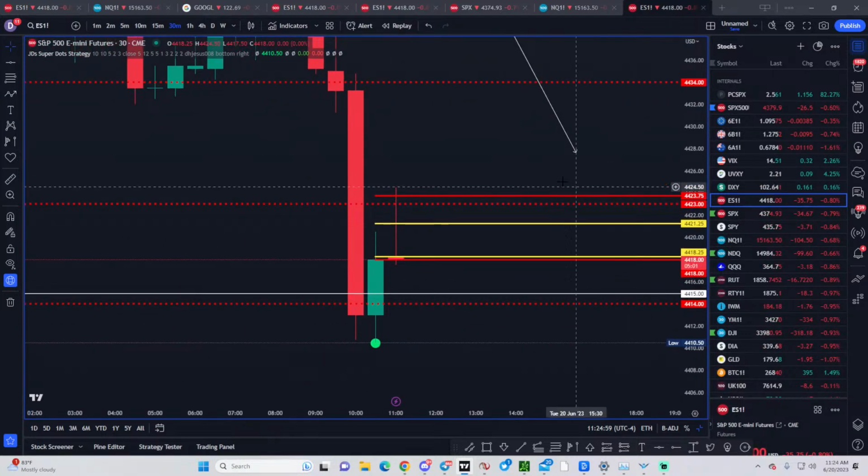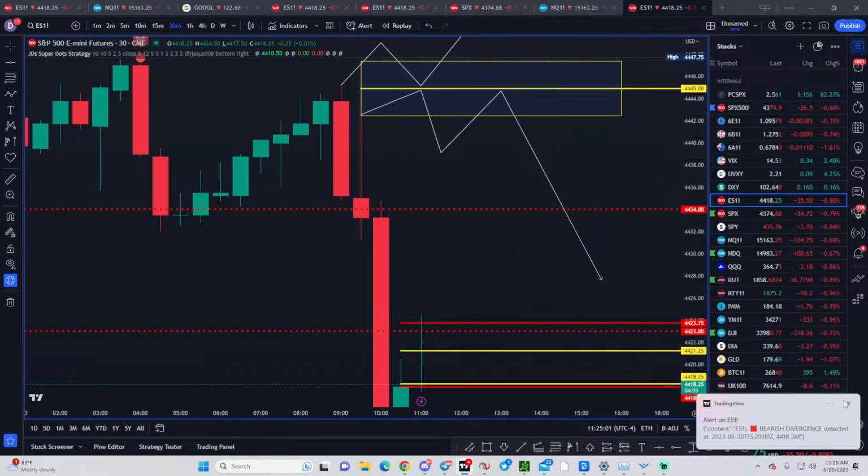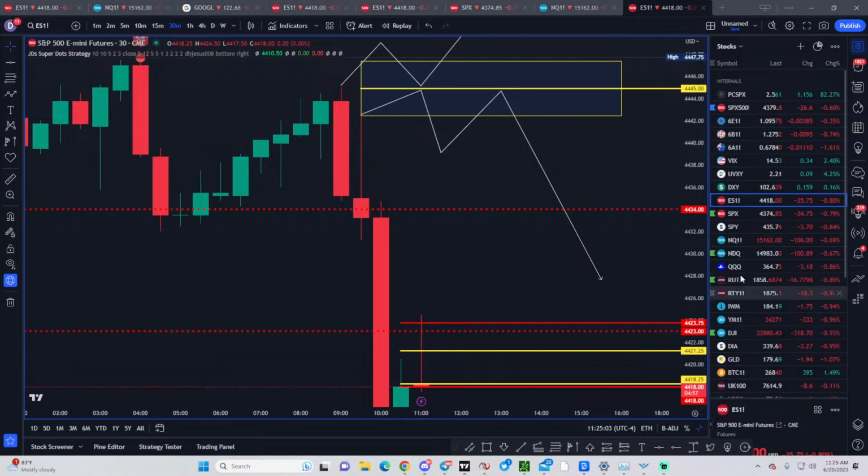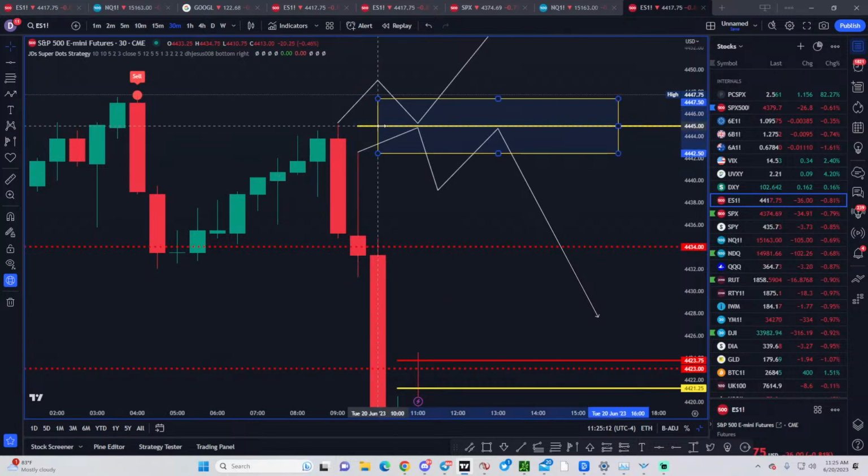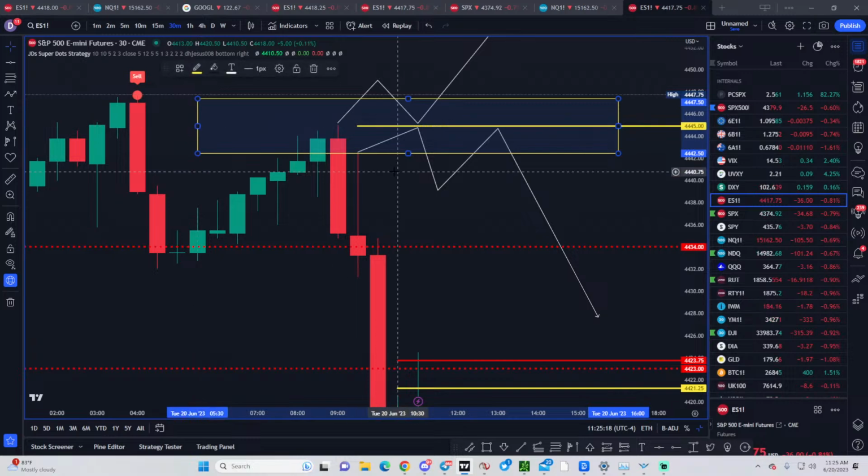So now we opened here. You see a divergence alert in there. I choose to ignore that for now. So you saw here how price came back into the zone, came back into the pivot zone. And see it right there.